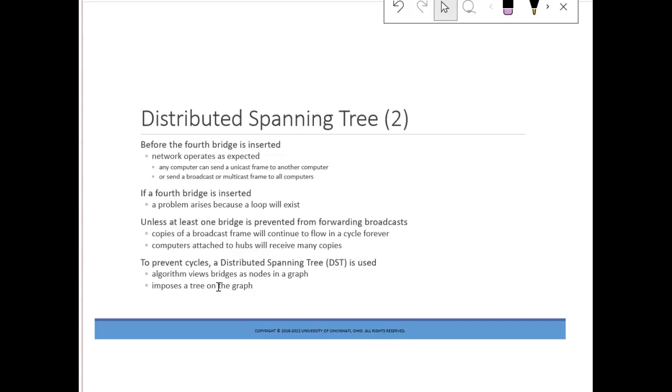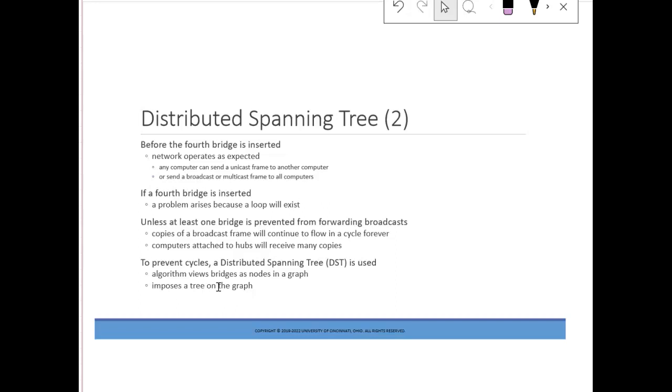Before the fourth bridge is inserted, the network operates as expected. Any computer can send a unicast frame to another computer or a broadcast frame to all computers successfully. When a fourth bridge is inserted, a problem arises because a loop exists. Unless at least one bridge is prevented from forwarding broadcasts, copies of a broadcast frame will continue to flow in a cycle forever. This broadcast storm will continue until all resources are depleted and the network crashes.